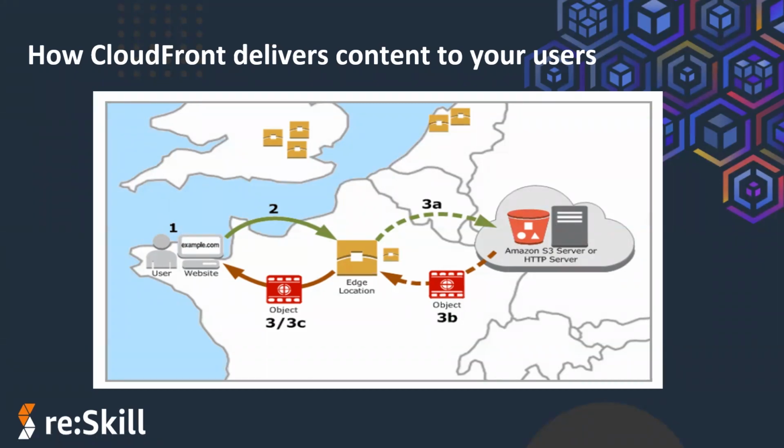Okay, so that is the 3B. And then as soon as the first byte arrives from the origin, CloudFront begins to forward the object to the end user. CloudFront also does another thing: it adds the object to the cache, so that the next time I access the same object, it will not go to the origin. Instead, it will take the object from the cache itself.